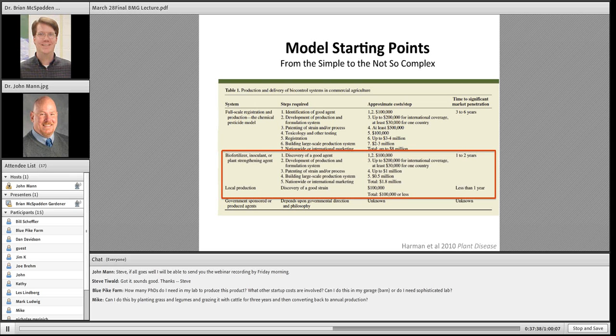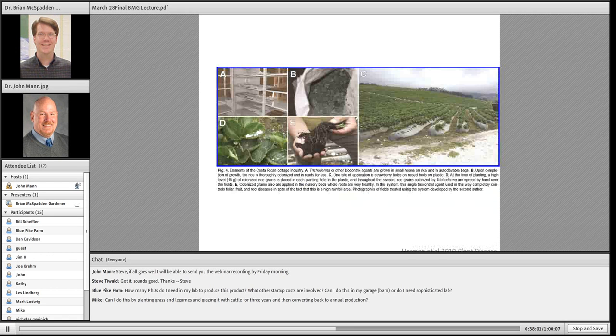For this seed treatment that we're highlighting here, I think the model of local production and marketing as a plant strengthening agent or biofertilizer without making the specific pesticide claims is probably the most effective model to be pursuing.